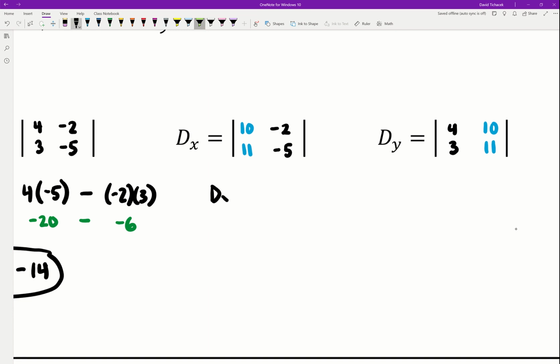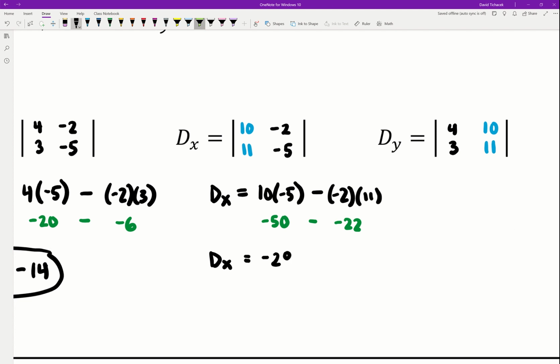So I'm going to calculate Dx real quick. And again, you just do that the exact same way. We just multiply numbers that are on the diagonal here. So again, if you forgot how to do a determinant, watch the previous video. But that's going to be 10 times -5, and then -2 times 11, and then we want to subtract the results. Okay, well, some mental math here will tell us that this first result is going to be negative 50, the second one is going to be negative 22, and I want to subtract those two results here, so that's negative 50 minus negative 22, that's going to give us negative 28.